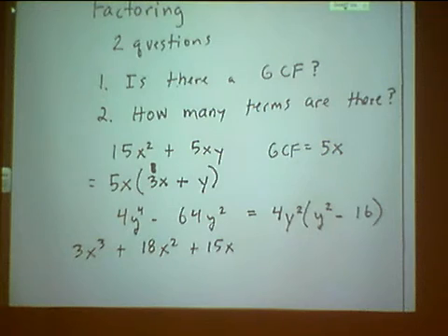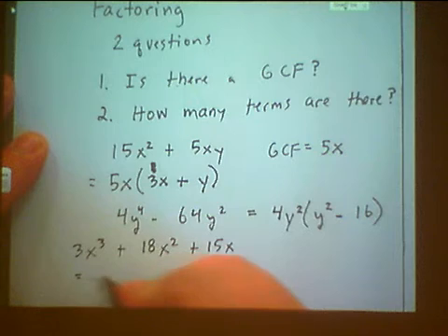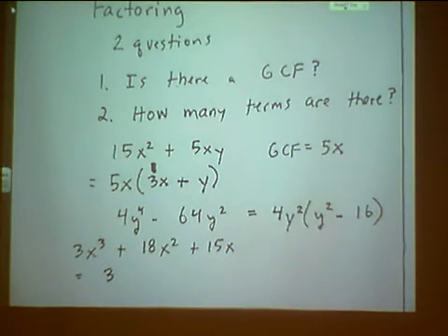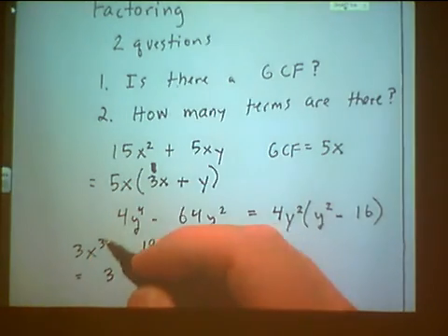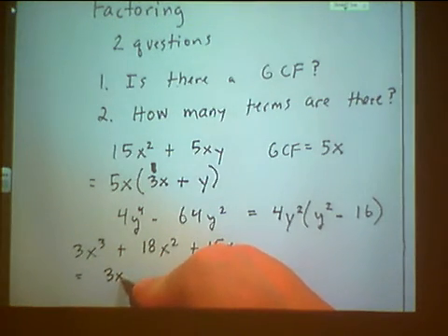First thing you always do, you check for GCF. You check the numbers, then the variables. So here are the numbers, 3, 18, and 15. Hopefully you realize pretty much right away that 3 would be a common factor. Now I check my variables. x cubed, x squared, x. Looks like they all have an x in common.